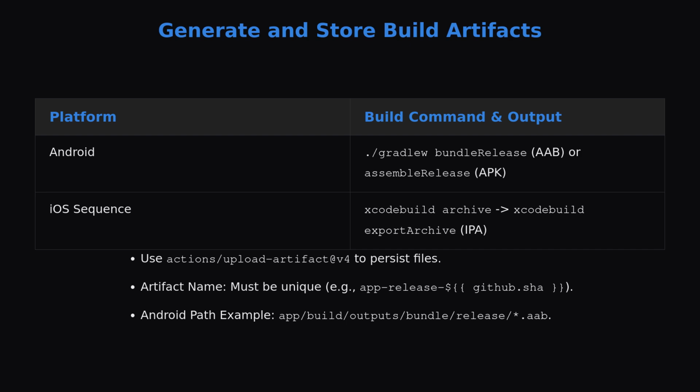Use the actions/upload-artifact version 4 action to persist these generated files outside the runner environment. Define a unique artifact name, often incorporating the Git SHA or the workflow run number for complete traceability back to the source commit. Specify the exact path to the output directory, such as app/build/outputs/release/app-release.aab, or the specific exported IPA location. Artifacts are retained for 90 days by default, providing a window for manual downloads or deployment retries.